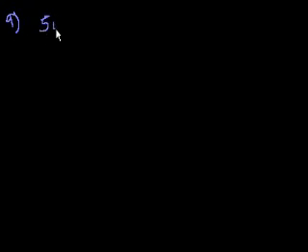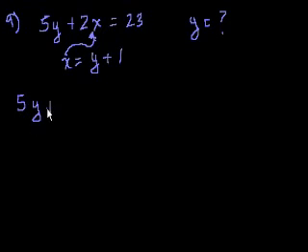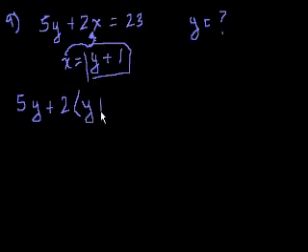Okay, number 9. If 5y plus 2x is equal to 23 and x is equal to y plus 1, what is the value of y? What does y equal? Well, we could do straight up substitution and solve. We have x is equal to y plus 1. Substitute for x. So then we're left with 5y plus 2 times x. For x, we substitute this term. 2 times y plus 1 is equal to 23.